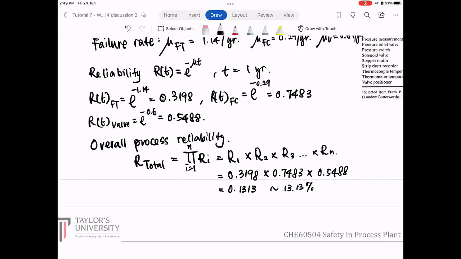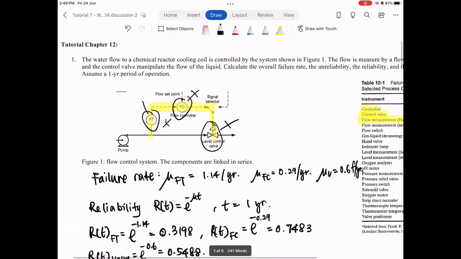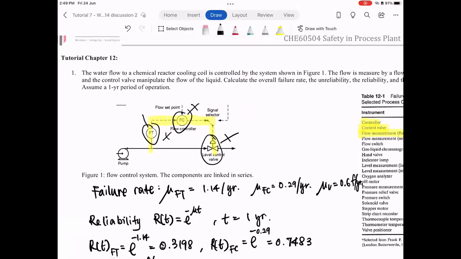That means if I were to say how unreliable this system is, the unreliability is 1 minus 0.1313. I have about 86.9% of the time that these equipments will fail. Okay, meaning 86.9% of the time that these systems fail.